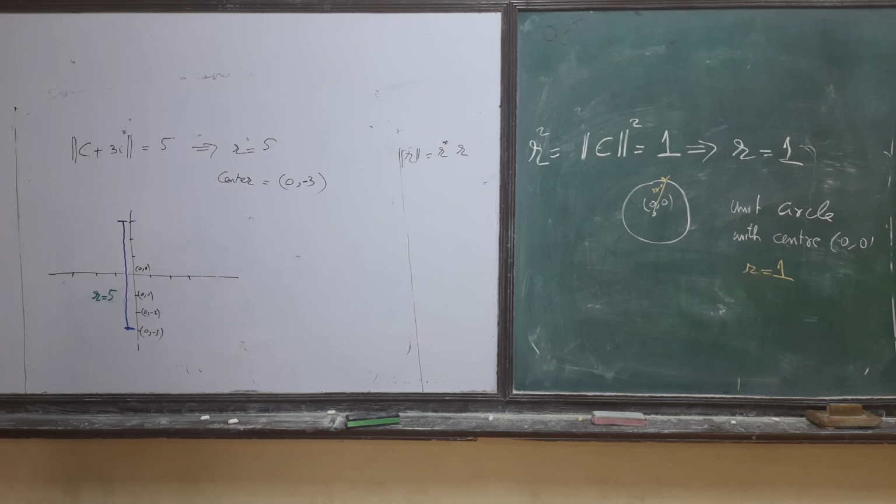No, 0, 0, because this is the length of this, for 0, 0. And what will be the circle? This will be the radius of the circle.